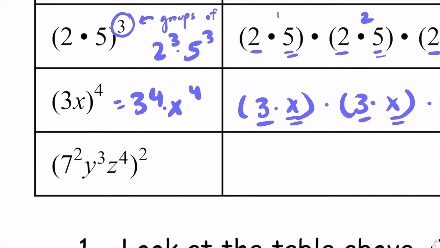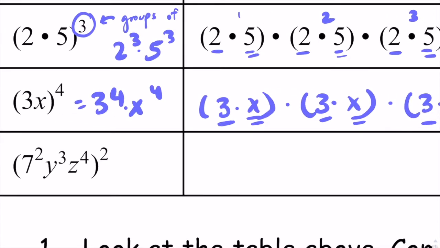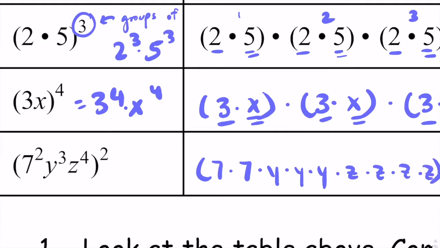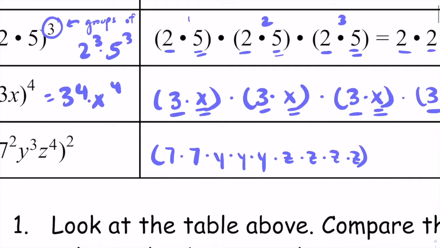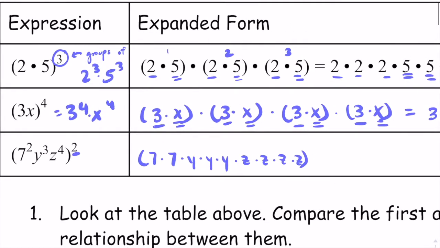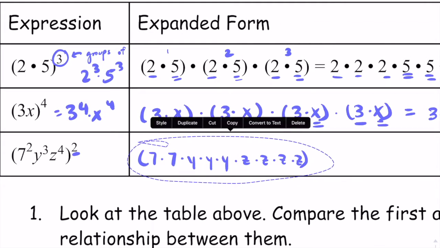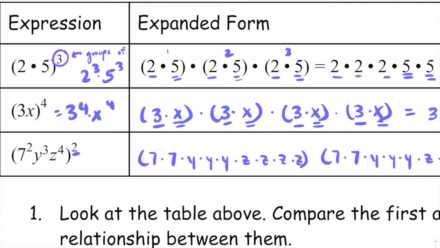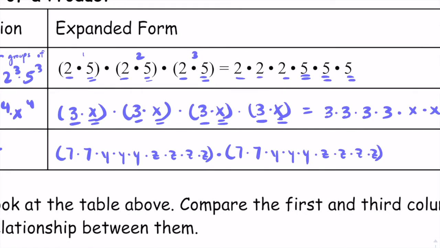Okay, so this next one, I have 7 squared y cubed z to the 4th, all of that squared. Let's rewrite this. Here's my first group: 7 times 7, because I have 2 7s. How many y's? I have 3 y's, and I have 4 z's. So this is group 1. How many groups of this do I have? I have 2 groups. So I'm going to just copy it.